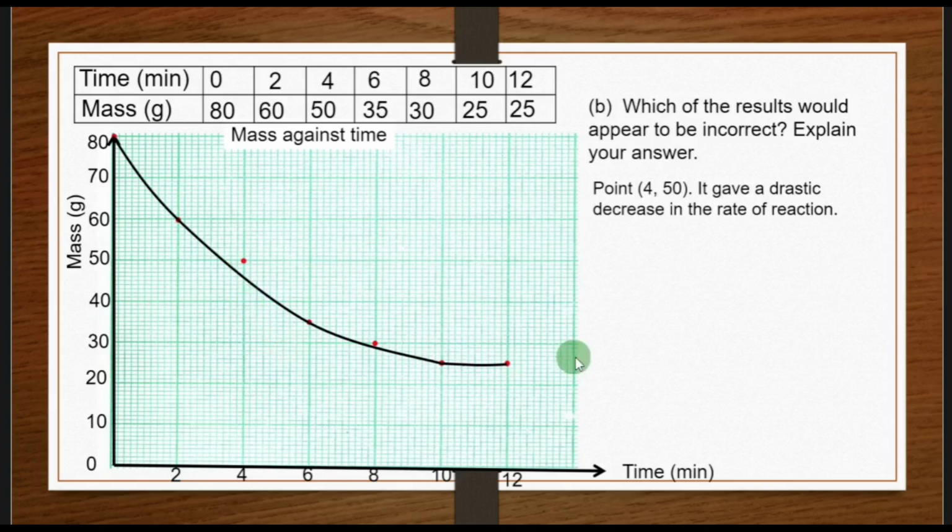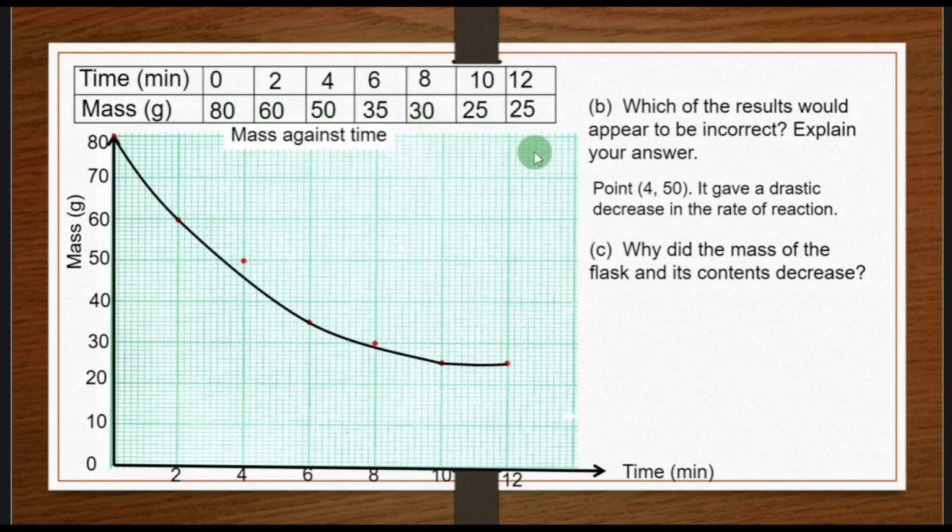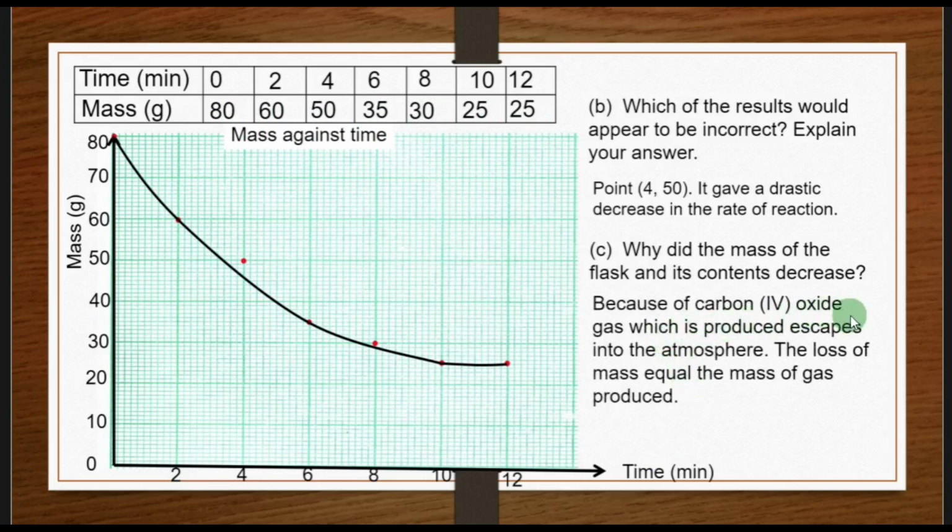All right, then some other question like this one, which says why did the mass of the flask and its content decrease? When you check, the mass is decreasing from 80, 60, 50, 35, 30, 25 here. So why such a decrease? The answer is that because carbon dioxide gas which is produced escapes into the atmosphere, the loss of mass equals the mass of gas produced. So when marble chip, which is calcium carbonate, reacts with hydrochloric acid, you form about 3 products: 1 water, 2 carbon dioxide, 3 calcium chloride. That carbon dioxide escapes into the atmosphere, lowering the mass of the content.